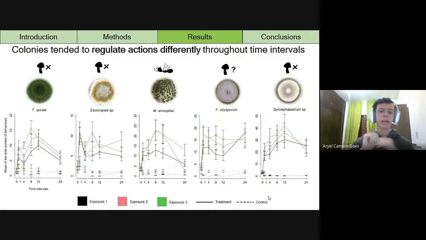Also, it's quite different how the ants regulated their responses depending on the fungus. And you can tell that by looking at how they react throughout the hours. So it corroborates that leaf-cutting ants might be able to detect and regulate their responses depending on the fungus encountered.